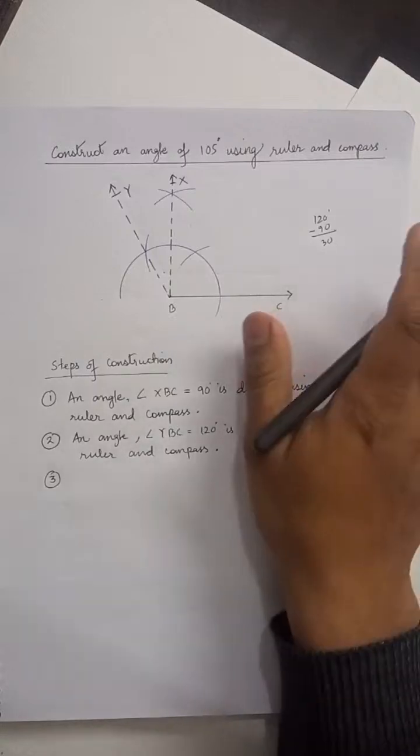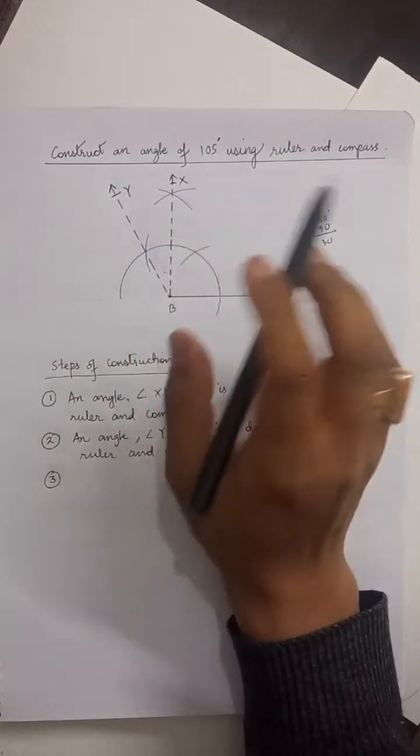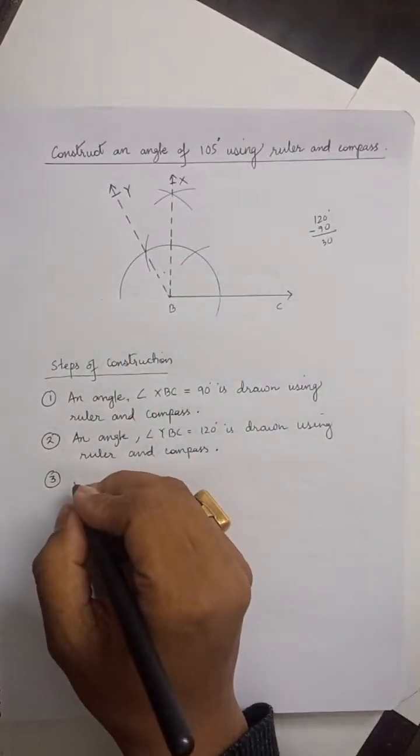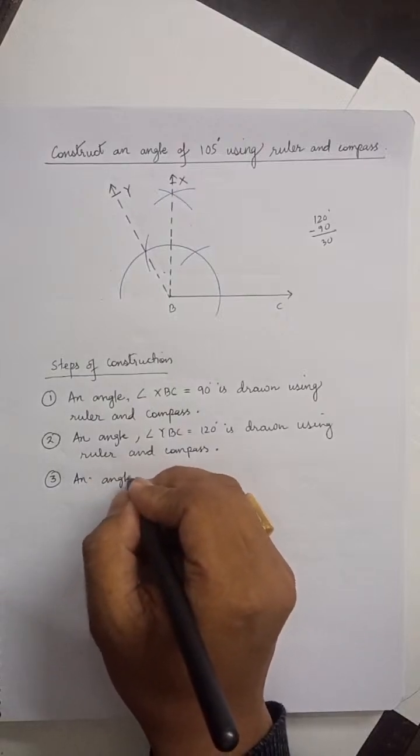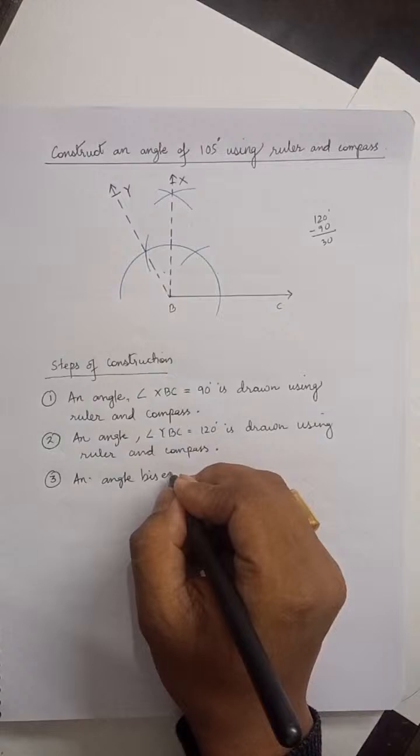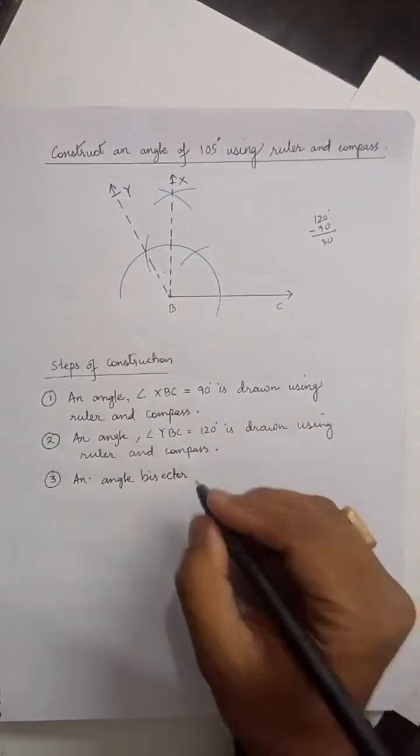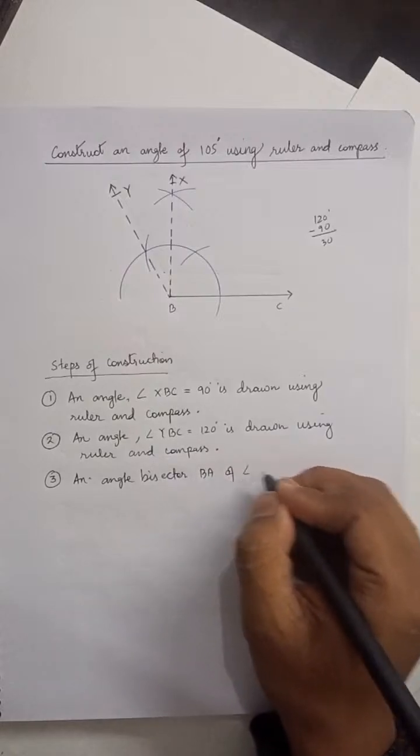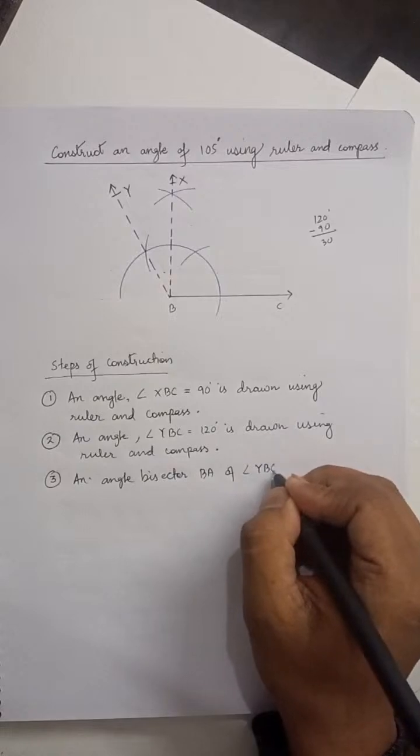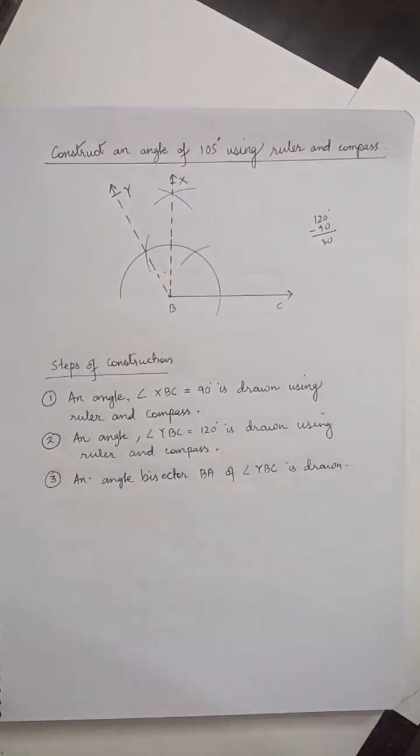30-degree. So 30 divided by 2 is 15. So we are going to construct an angle bisector for angle YBX. So we'll write an angle bisector BE of angle YBX is drawn. So let me draw the angle bisector.